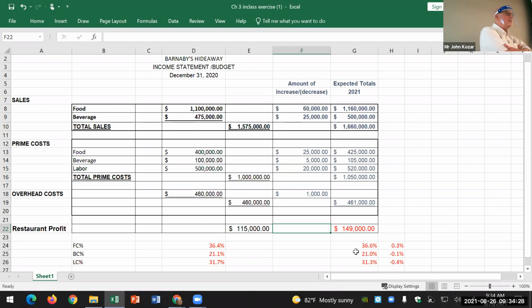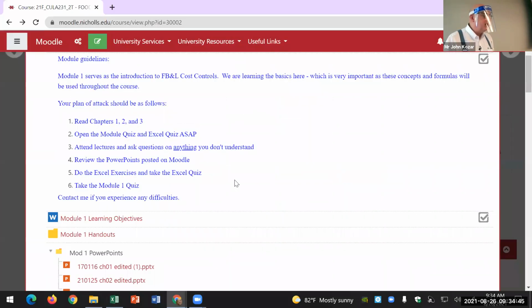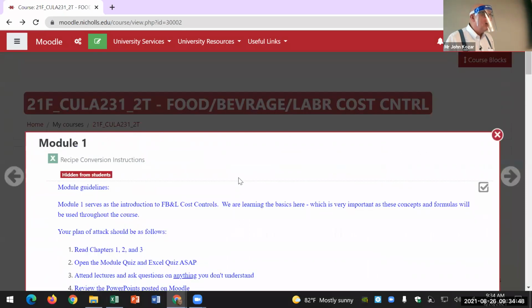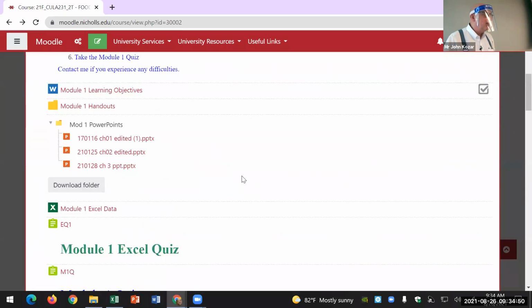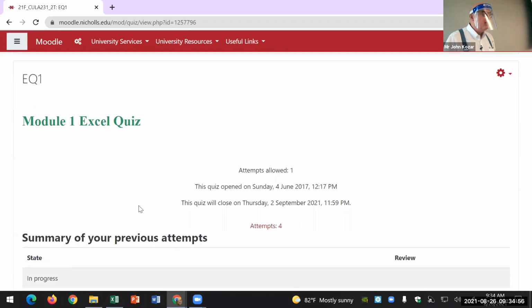Okay, any questions on this? So this is kind of a variation of what's on the Excel quiz. The Excel quiz is due on Thursday, September 2nd. Basically, you should have enough information now to do the module quiz and the Excel quiz.